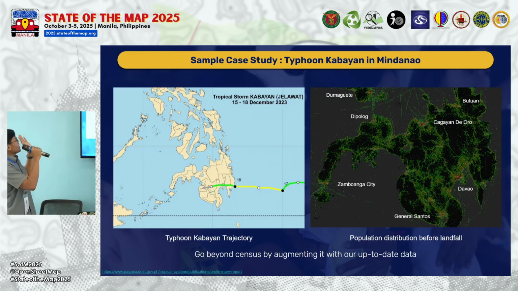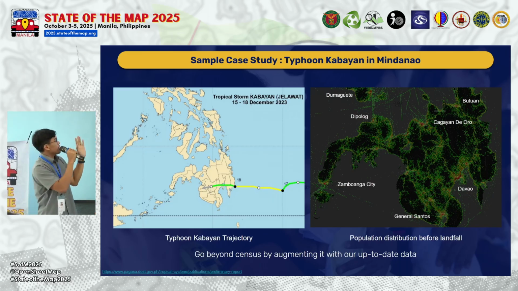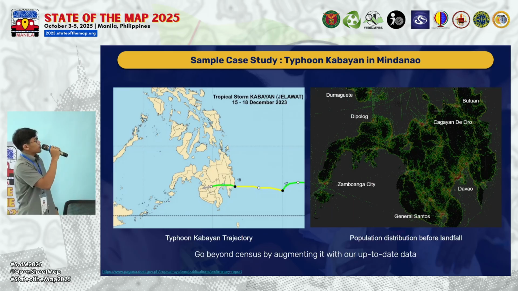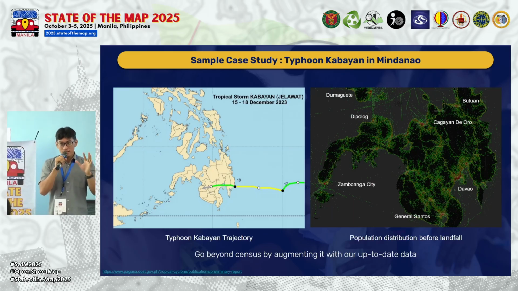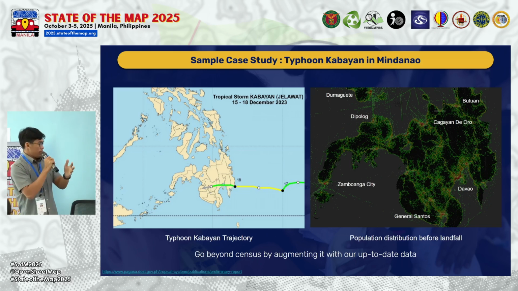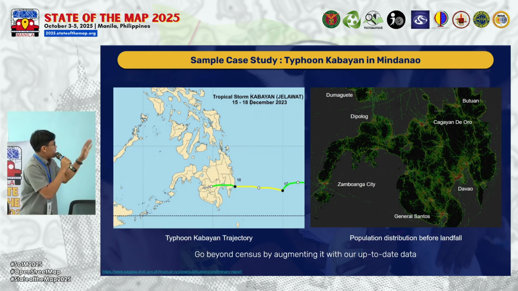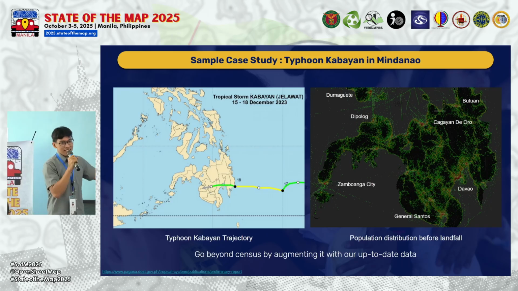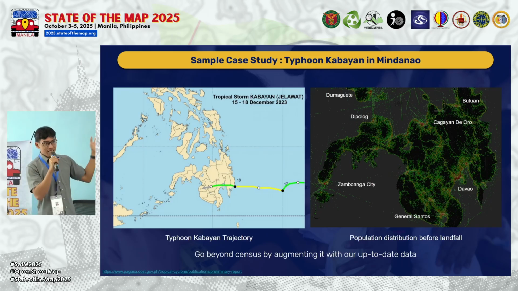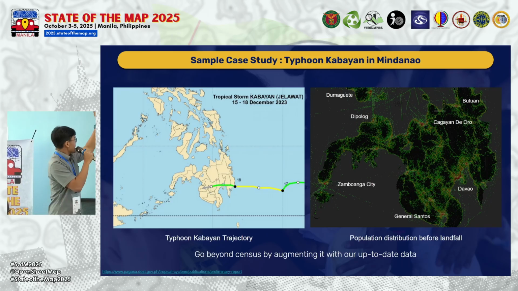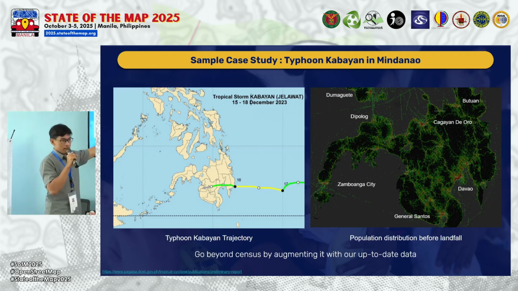So this is a case study for Typhoon Kabayan, two years ago, in Mindanao. So we are now getting to the gist. This is what I wanted to present. On this one, PAGASA already knows where the typhoon is going. December 17, it's here. 18, it's here.